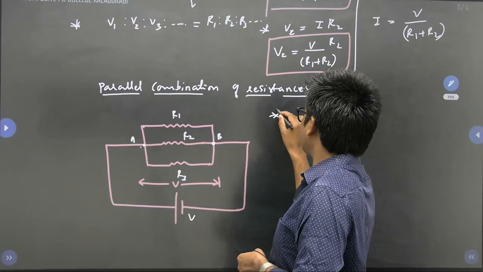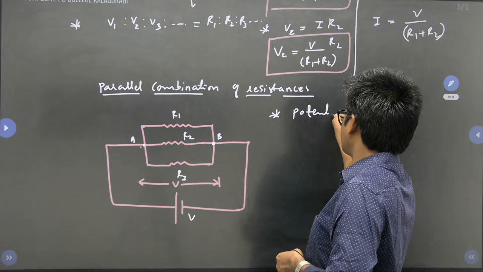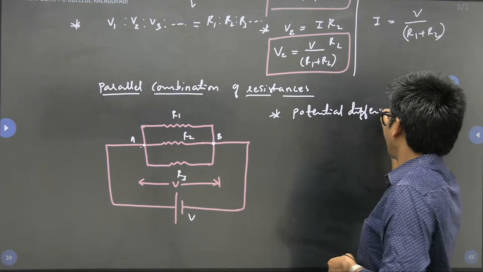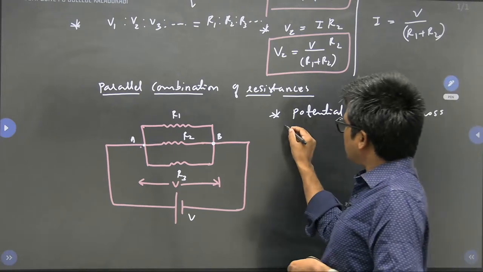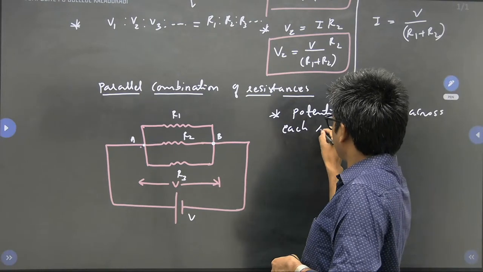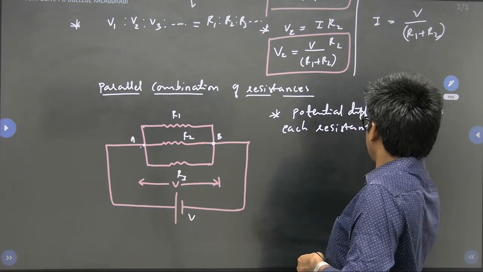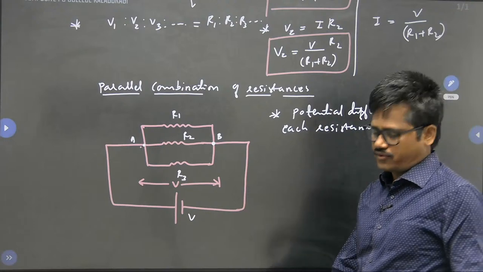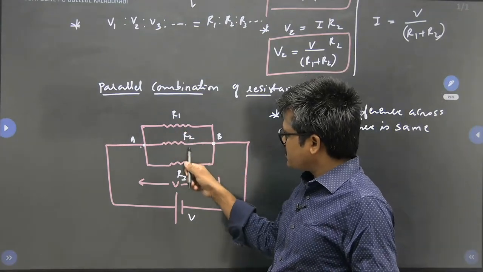Let me write the first point. Potential difference across each resistance is same. Got my point? Okay. Now, anyhow, voltage across this is same, this is same, this is same.